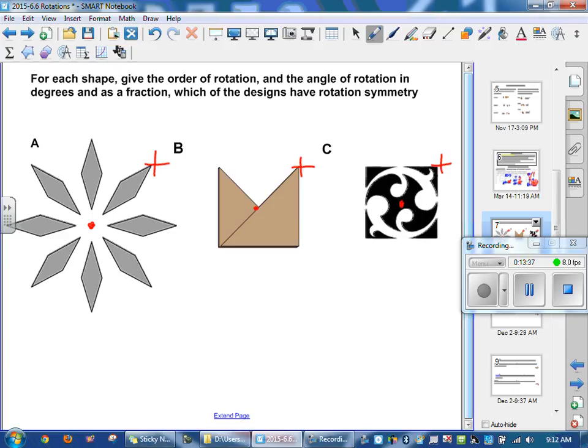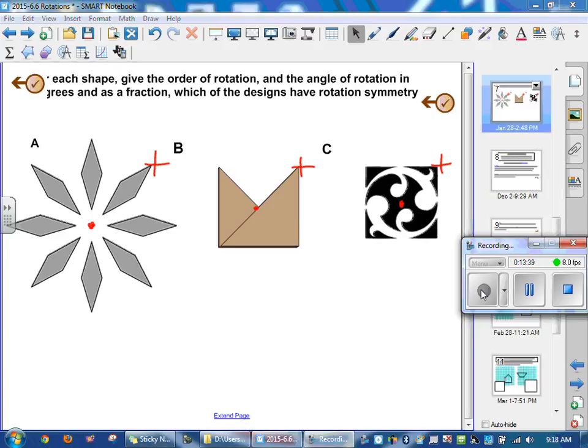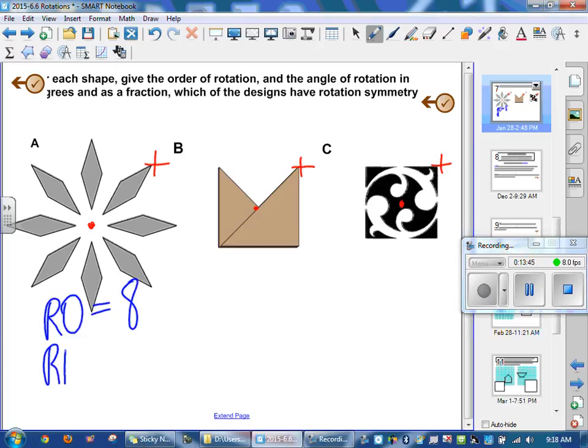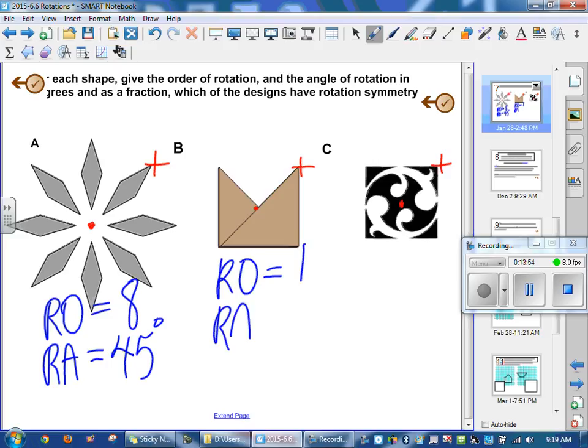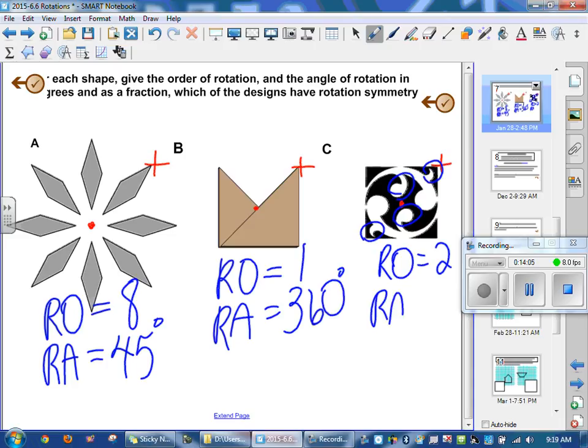For our friends at home, here we have rotational order of 8, rotational angle of 45 degrees. Here, there's really no rotational order because it's a 1, which means the angle must be 360. This guy here, because these are smaller than the large ones, is only going to have a rotational order of 2, so the angle must be 180 degrees. Check your work. Moving on.